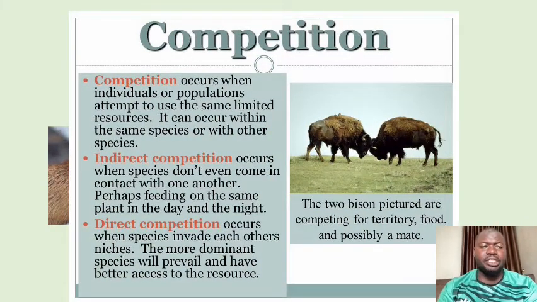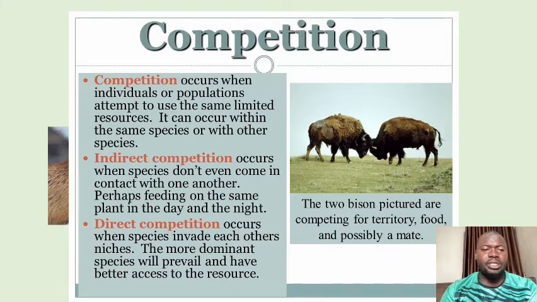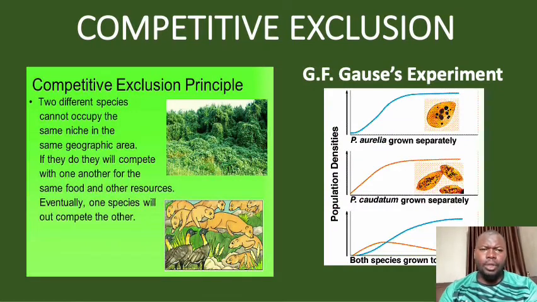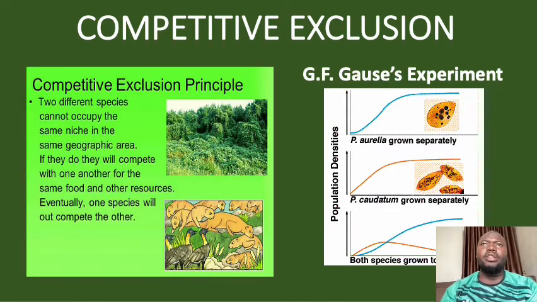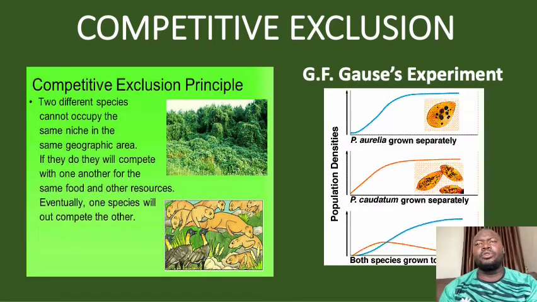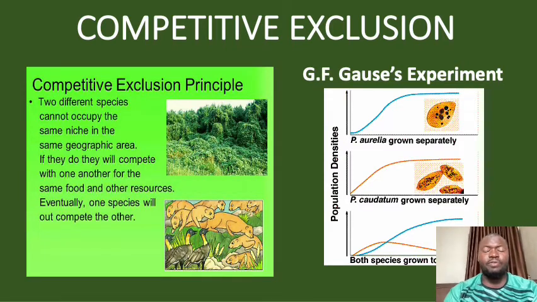Other forms of competition are direct and indirect. Indirect competition occurs when species are not in contact with each other, but direct competition is when organisms come in contact with each other. That leads us to the idea of competitive exclusion. Competitive exclusion simply says that two organisms using the same resources cannot coexist together because of competition.